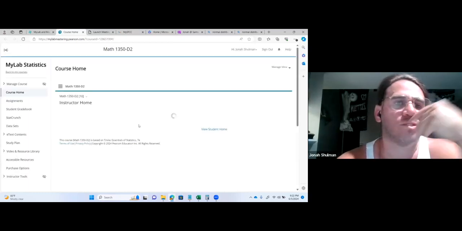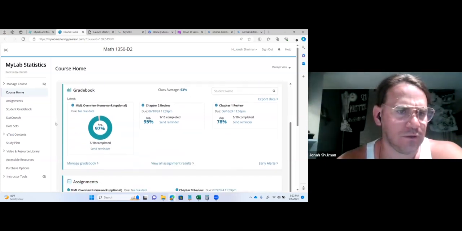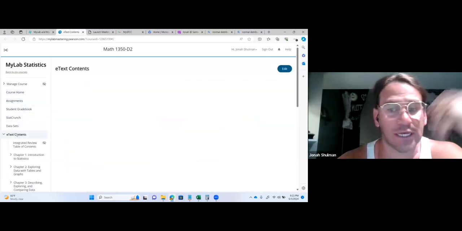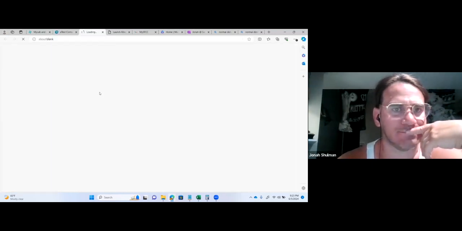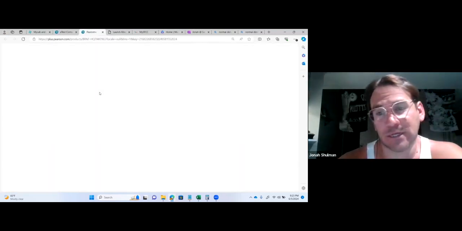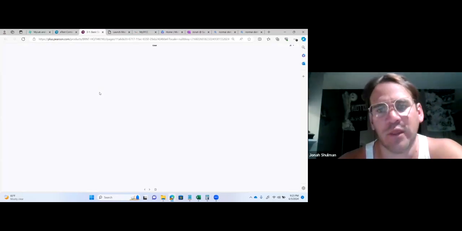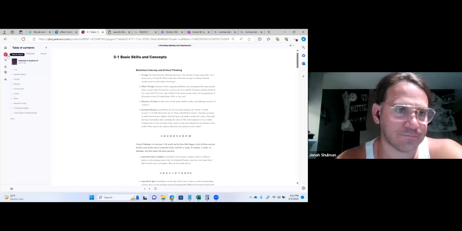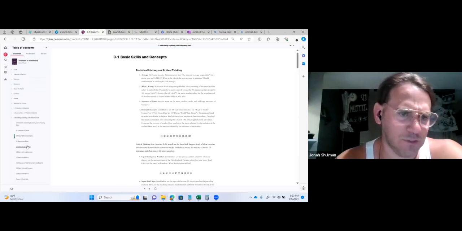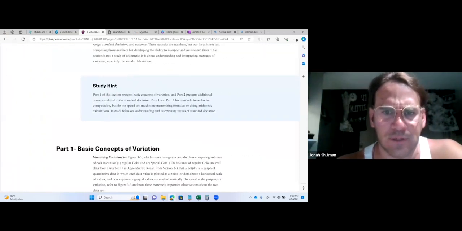All right. So let's go to the Pearson eText and look at 3.2. I'm sure it has range and a bunch of other things, but standard deviation, I believe, is the most important part. So we're going to 3.2, measures of variation. Let's see what we got.